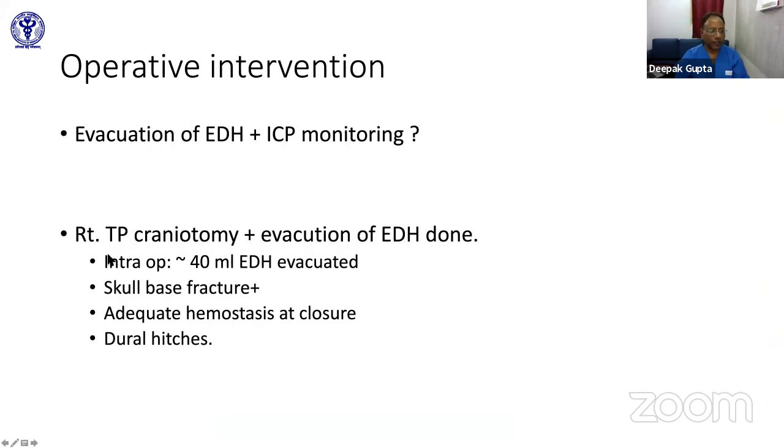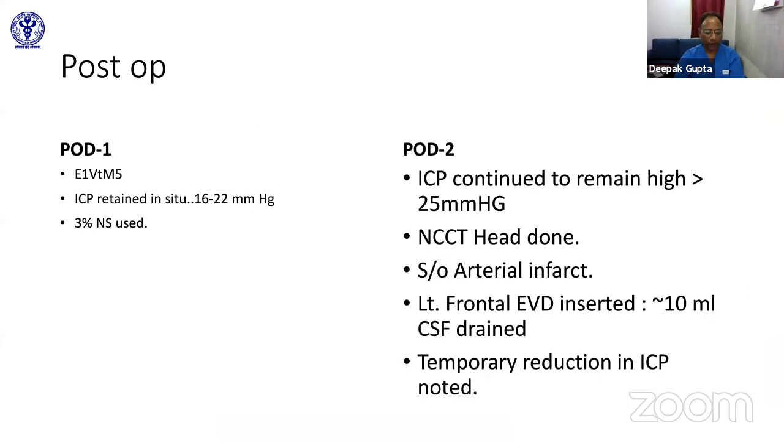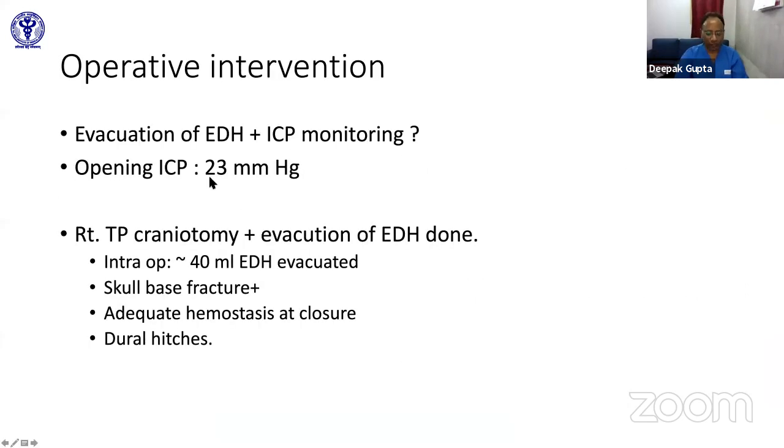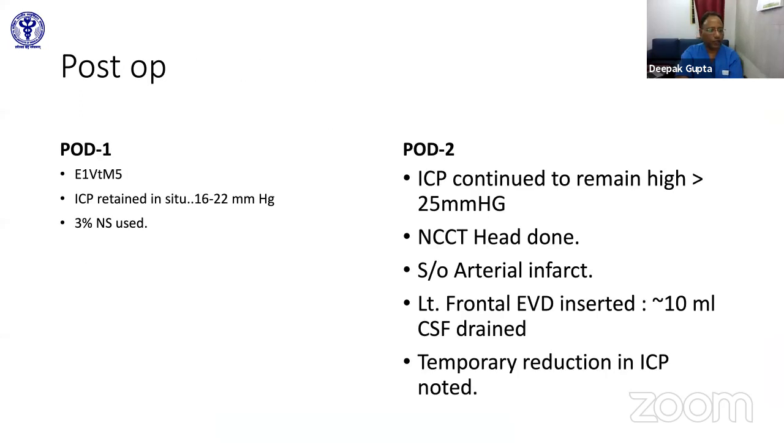So when we did the ICP, the 40 cc of EDH was evacuated and adequate hemostasis was achieved. The opening ICP was 23 in this child. However, on post-op day 1, the child's ICP was 16 to 22. Since we had taken dual stitches and everything, hemostasis was good. So we started 3% hypertonic saline as a part of our policy.